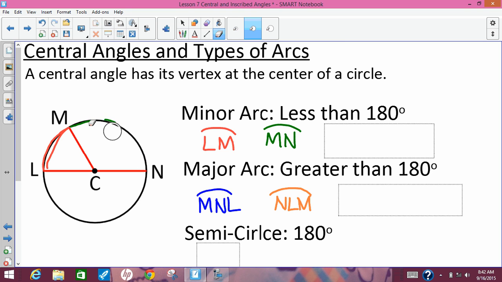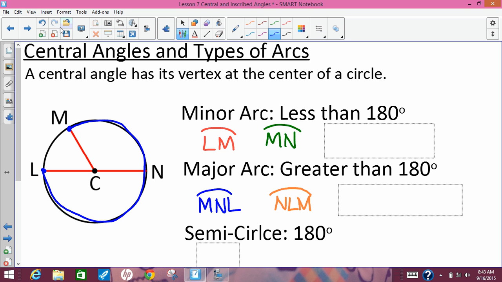So I'm going to get rid of the arcs that I just drew. So my arc in blue, arc MNL, starts at M and ends at L. And we know which direction it goes because of the point here, N. It tells us to start at M, go towards N, and end at L. So it's that arc that's much bigger than 180. It's actually almost the entire circle.